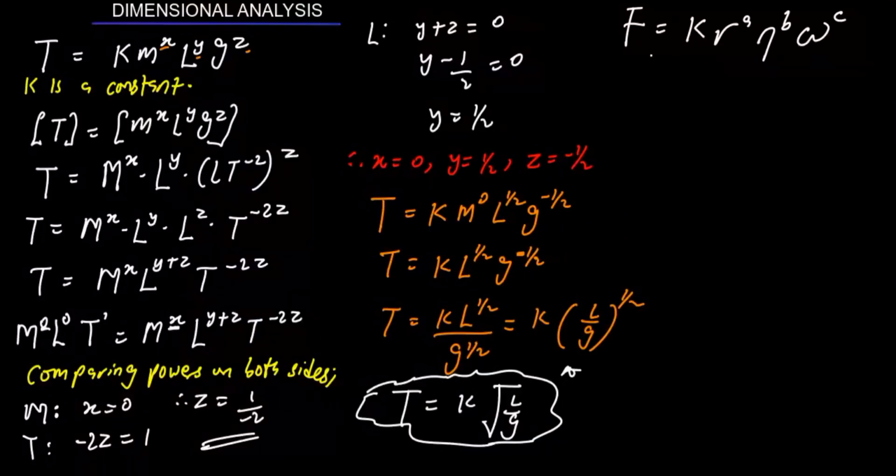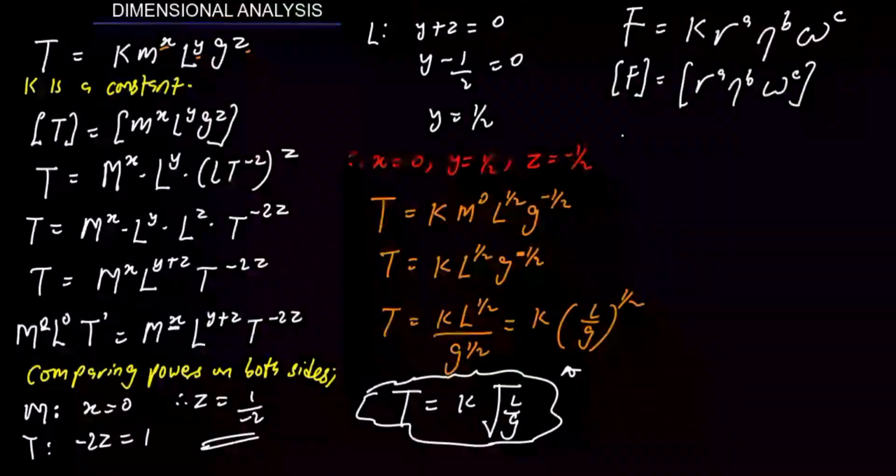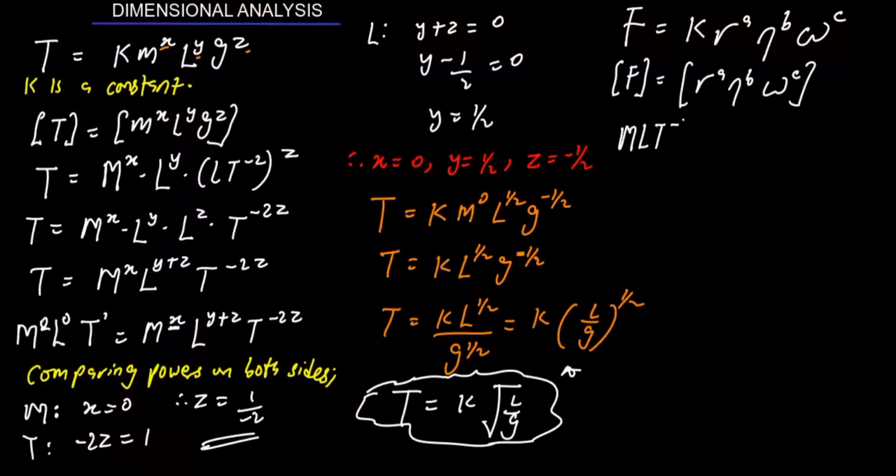So let's first get their dimension. Check it out. Remember that by the principle of homogeneity, the dimension of F must be equal to the dimension of R to the power of A, eta to the power of B, and omega to the power of C. K is dimensionless, so remove it. So from here, what will I have? Dimension of F is MLT minus 2, equal to the dimension of radius, which is L to the power of A. This is viscosity. Remember that previously we did the dimension of viscosity and we got ML minus 1 T minus 1. So I'll put it there, ML minus 1 T minus 1, then to the power of B. And what is angular velocity?